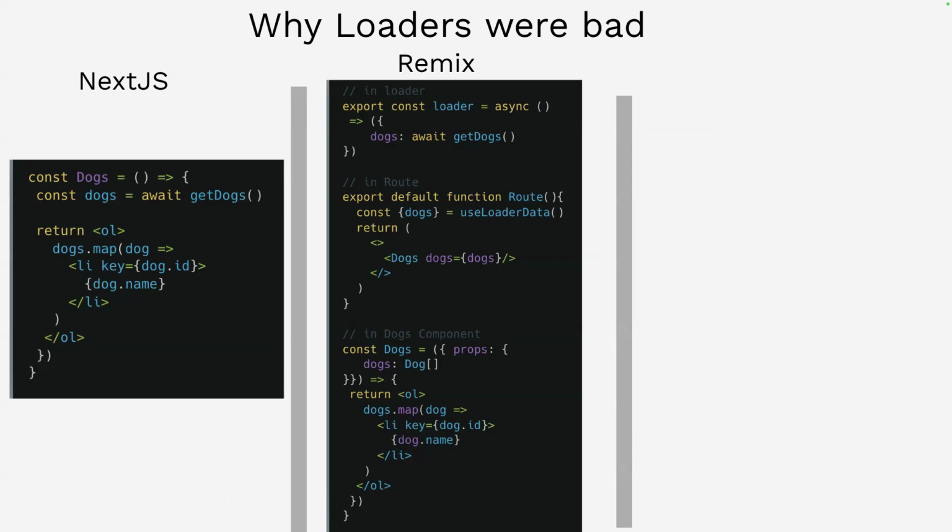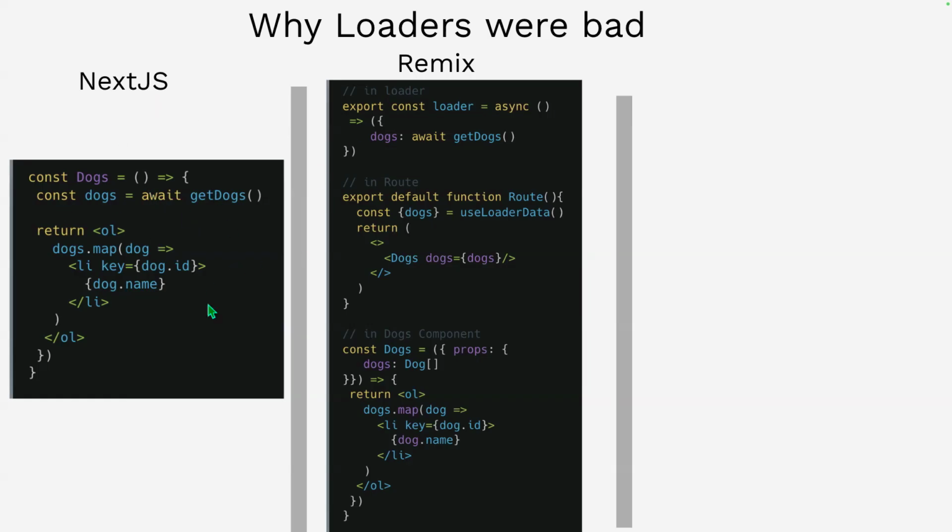He's got a really good talk about this trade-off between the performance gains you get out of a data loading pattern and the co-location that you get in something like Next.js. It's a trade-off between developer experience and performance optimization. And this is a good code example of why loaders were bad.